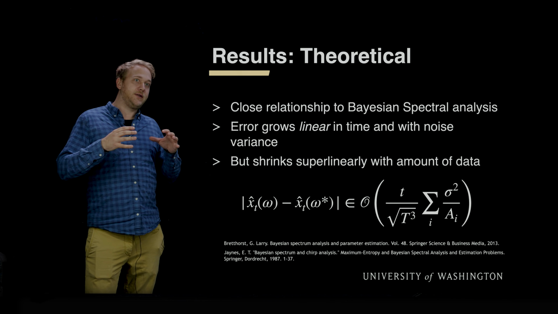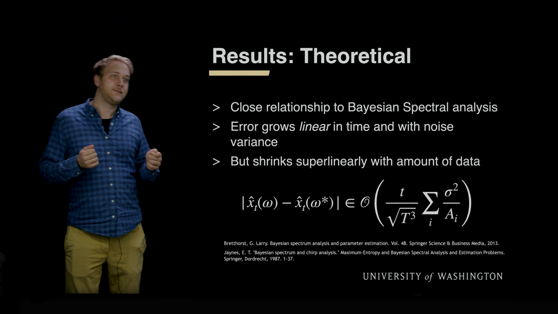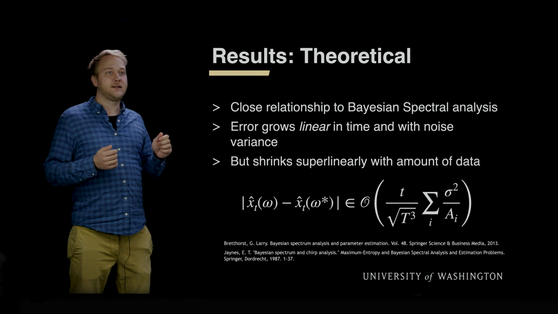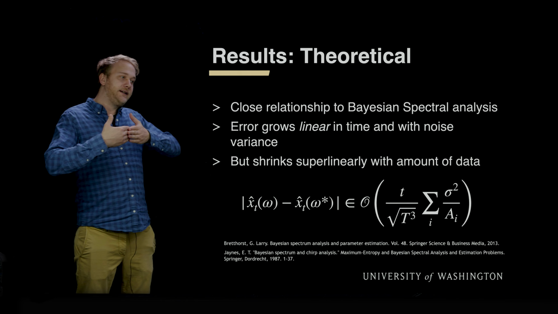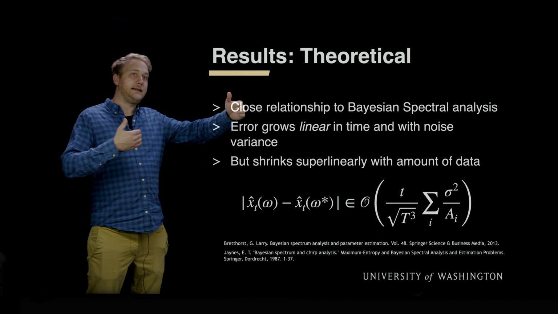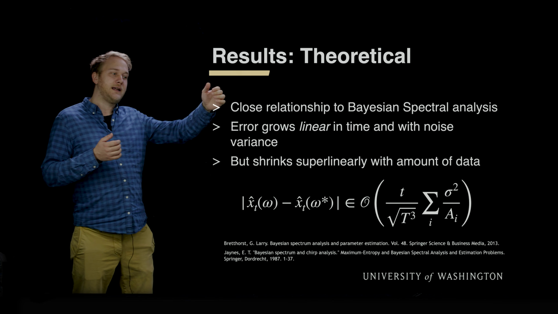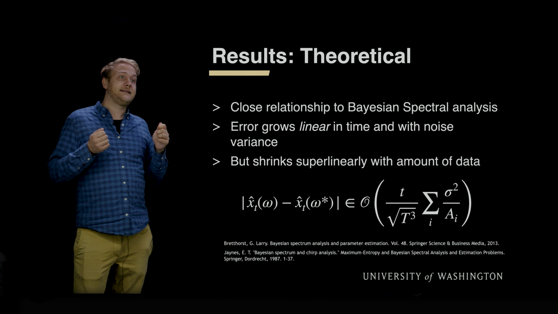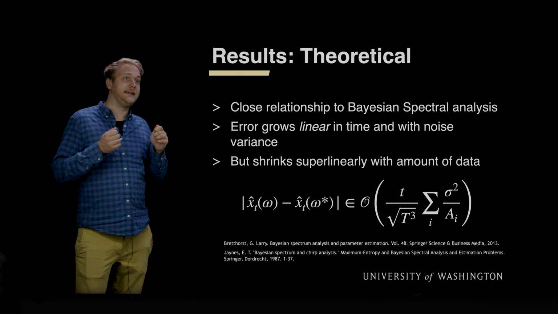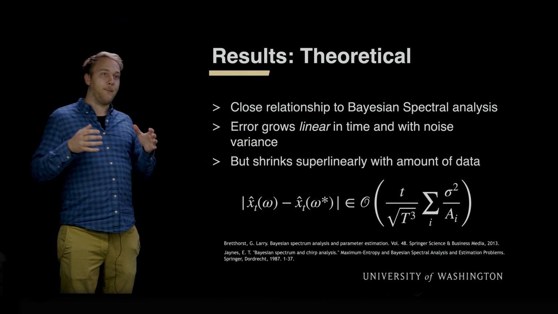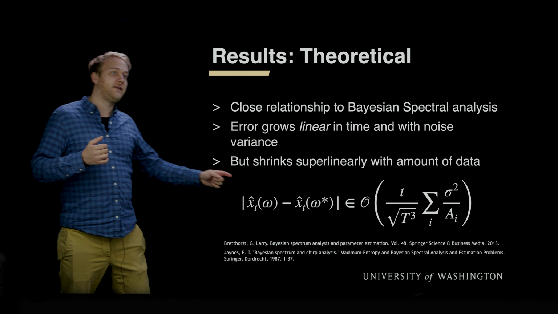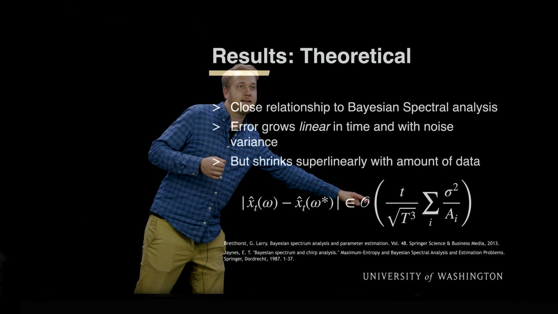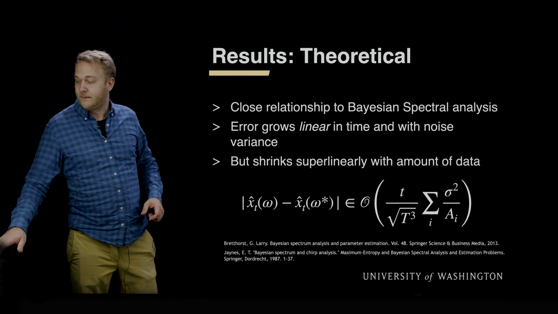The algorithms that I introduced today have a very close relationship to Bayesian spectral analysis. Because of this relationship, we can actually prove error bounds fairly easily. What we can show is that the prediction error is going to grow linearly with t. So the further you go out in your prediction, the higher the error will be, but the error grows linearly, which is a very nice property. Another nice property is that the performance degrades also linearly with noise variance. But the algorithm scales super linearly with the amount of data provided, capital T over here. So it grows linearly with t, but it shrinks super linearly with the amount of data provided.